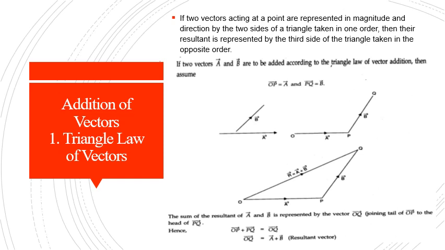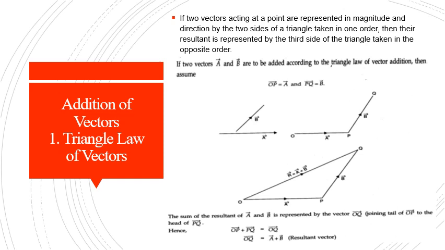This law states that if two vectors can be represented both in magnitude and direction by the two sides of a triangle taken in the same order, then the resultant is represented completely both in magnitude and direction by the third side of a triangle taken in the opposite order. I think it is a bit confusing to you. Let me explain with diagrams so that it will be easy to understand.